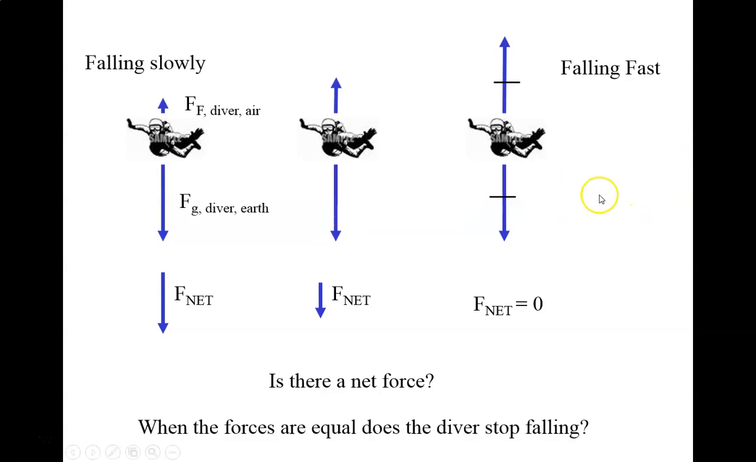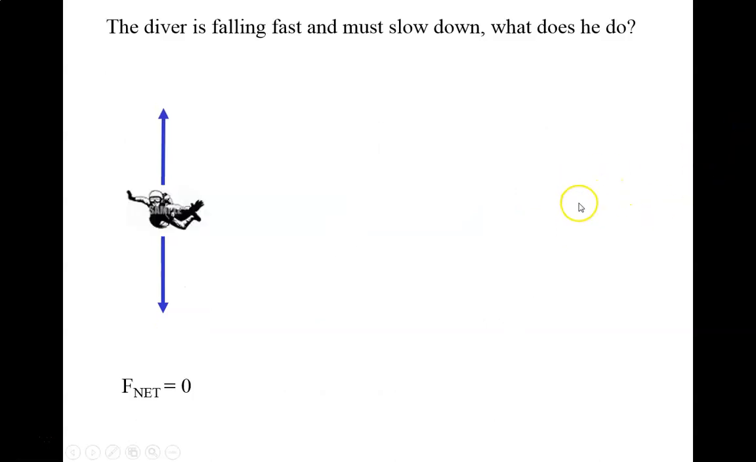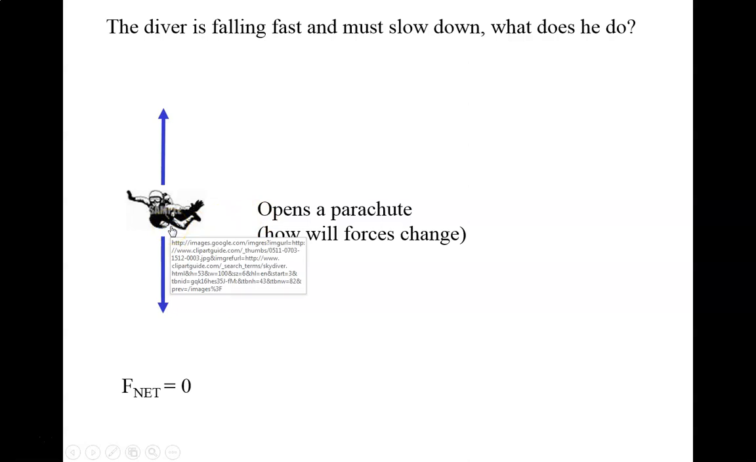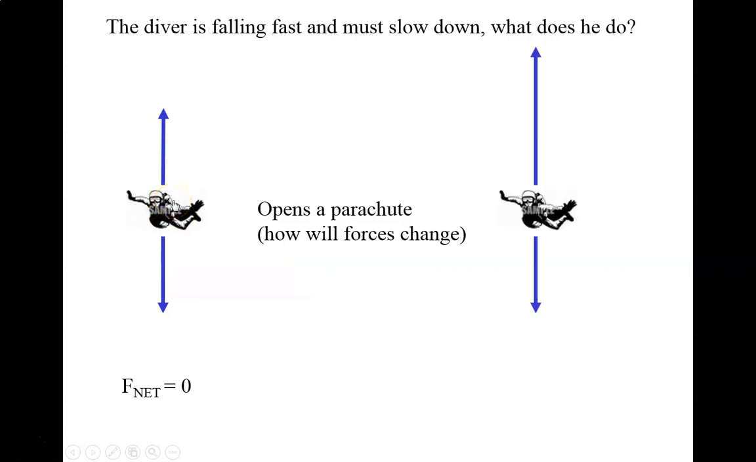It's that. So now the diver is moving really, really fast, and he's got to slow down. What does he do? Opens up the parachute. Now, what's going to happen to the force of gravity on the skydiver when he opens up the parachute? Nothing. His weight doesn't change. What's going to happen to the wind resistance? It's going to go way up.